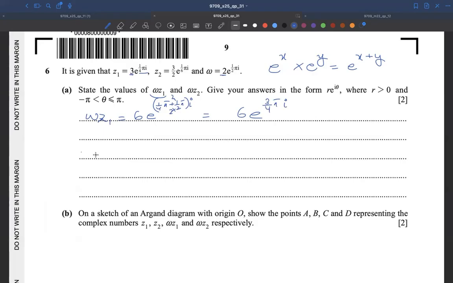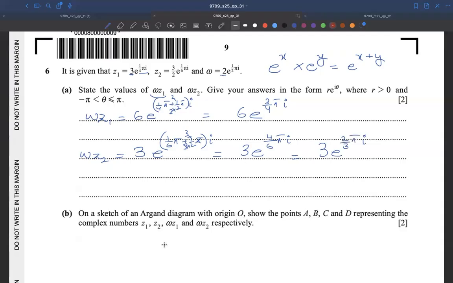And ωz2 would be, so z2 is 3 upon 2. So 3 upon 2 into 2 would be 3, into e to the power of, this will become iπ/6 plus iπ/2. And the final answer would be, multiplying this by 3, we'll get 3 e to the power of, 3 plus 1 is 4, so 4π/6 i, or we can also simplify it and write it as 3 e to the power of 2π/3 i.